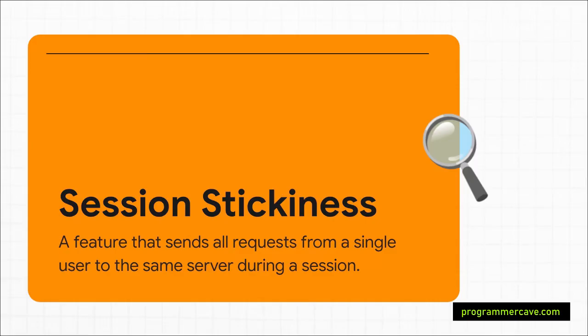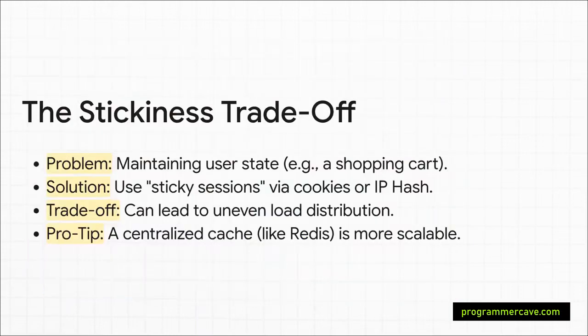You don't want a user adding an item to their cart on server 1 and then on the next click get sent to server 2 where their cart is empty. But, like everything in engineering, this introduces a major trade-off. We solve the shopping cart problem using cookies or that IP hash algorithm we talked about earlier, but we risk messing up our load balancing. What if one server gets stuck with a few really active users and becomes overloaded while other servers are just sitting there?